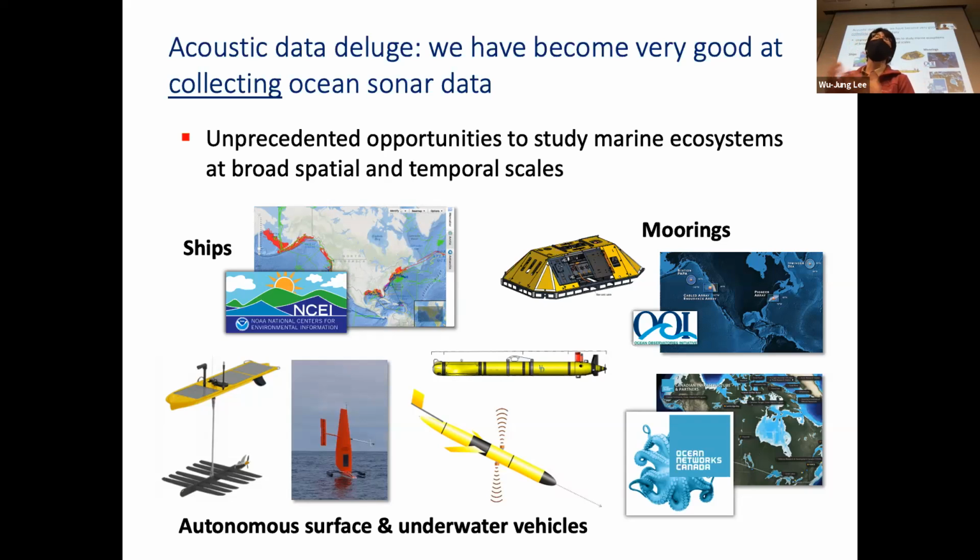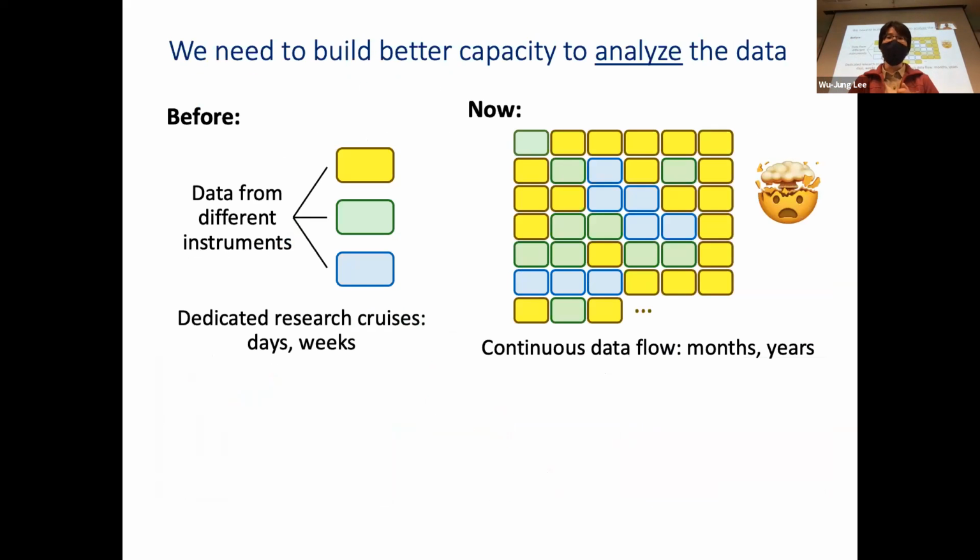But along with these opportunities, there are challenges. Here I'm doing a side-by-side comparison of how the data looks before and now. In the old times, we usually collected data from specific sets of instruments that were very discrete, during dedicated research cruises with a time span of days or weeks. So we knew what we were looking for. We go out on the boat and collect the data to answer a specific scientific question. But what we have now is a different scenario. I have shown you that we are putting sonar systems on all kinds of ocean observing platforms. So right now what we have is continuous data flow with a time span of months and years from all kinds of different platforms and instruments.